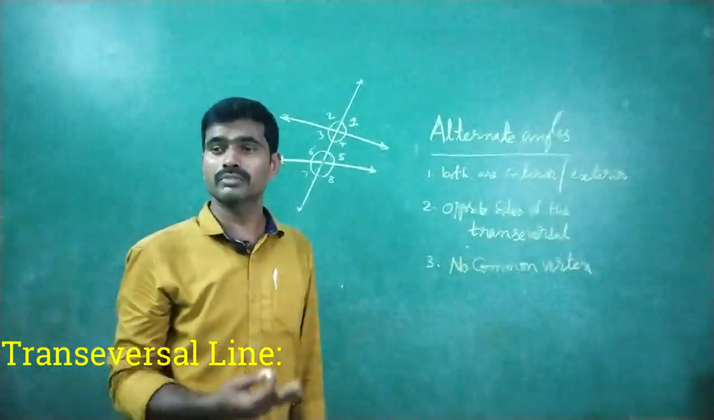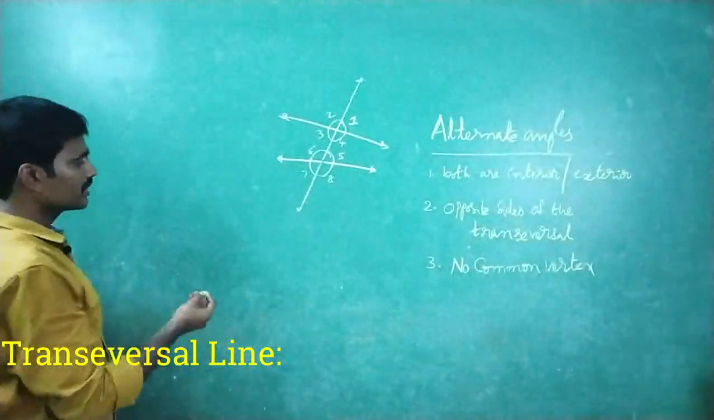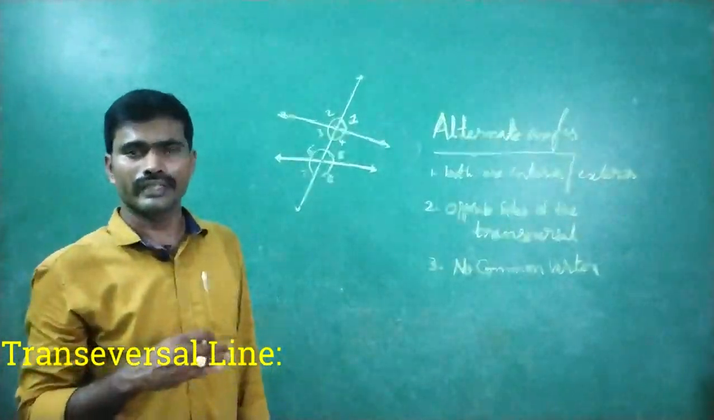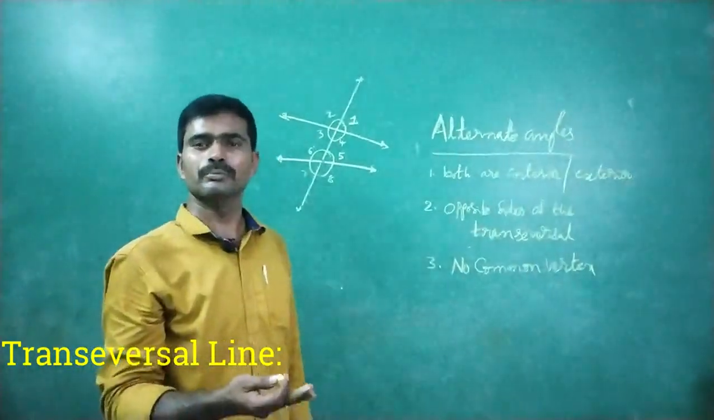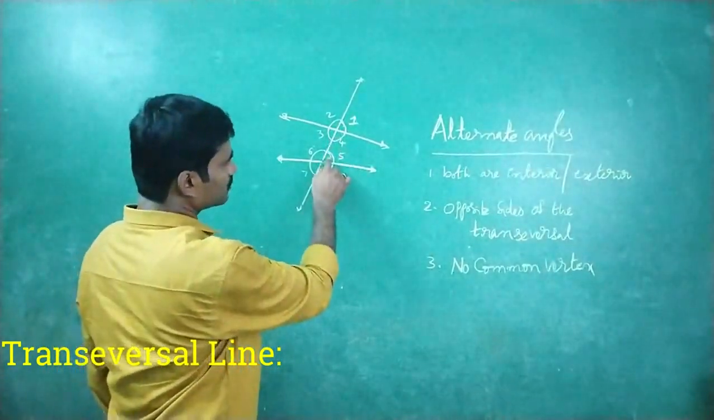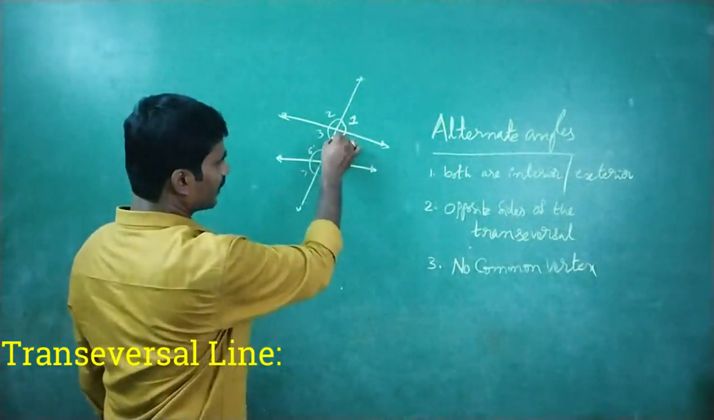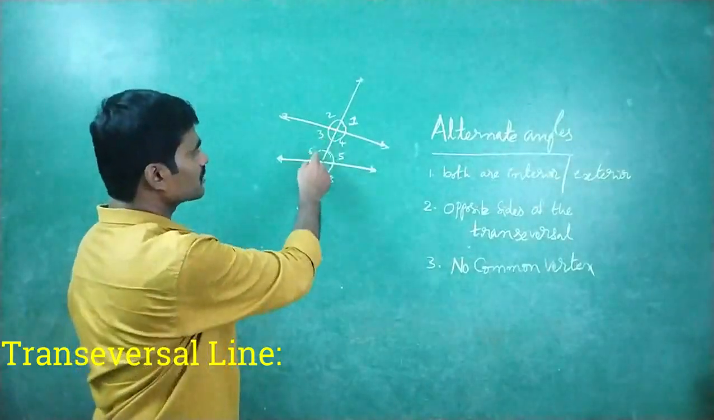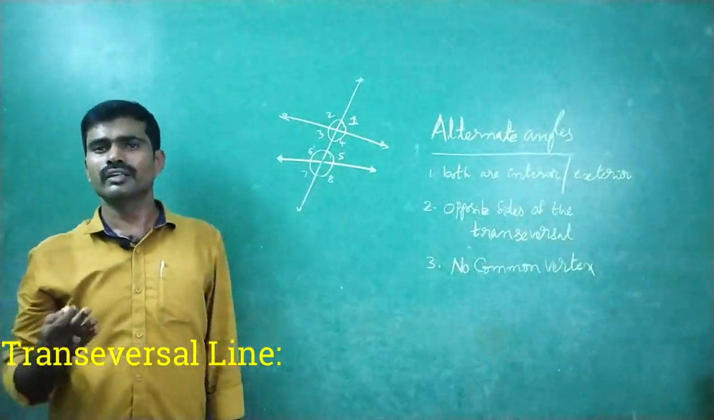Next, same side of the transversal. A pair of interior or exterior angles on the same side of the transversal. So angle 4 and 5 are interior angles; these two angles are interior angles on the same side of the transversal. Angle 3 and 6 are also interior. Angle 1 and 8 are exterior angles on the same side of the transversal.